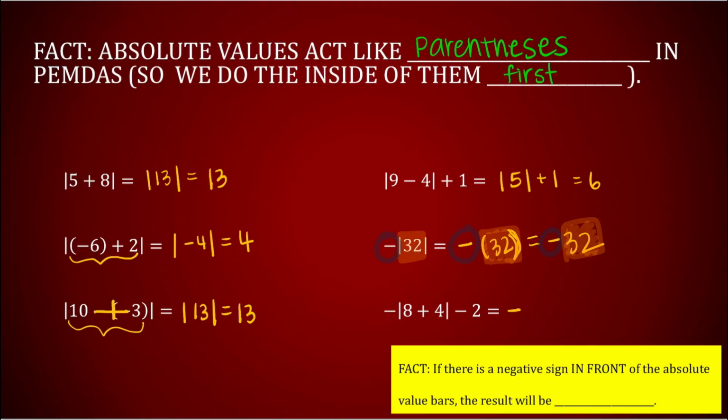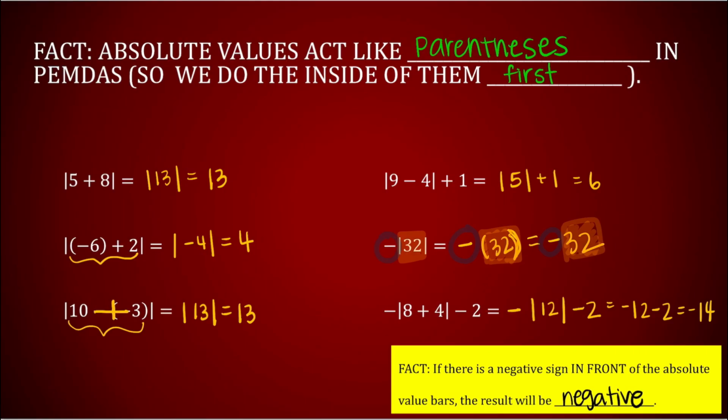Now we do parentheses first. So 8 plus 4 is 12. We're going to keep the 12 inside, minus 2. And the absolute value of 12 is 12. But again, that negative is outside. So really we're doing negative 12 minus 2, which is negative 14. So if there's a negative sign in front of the absolute value bars, the result will be negative. Be careful about that.